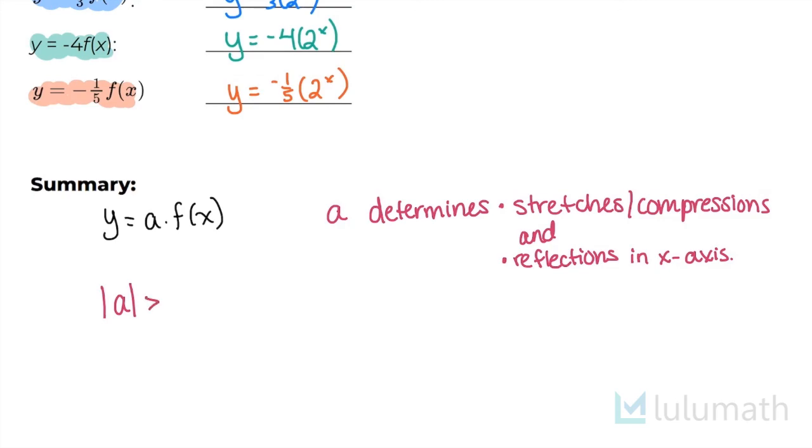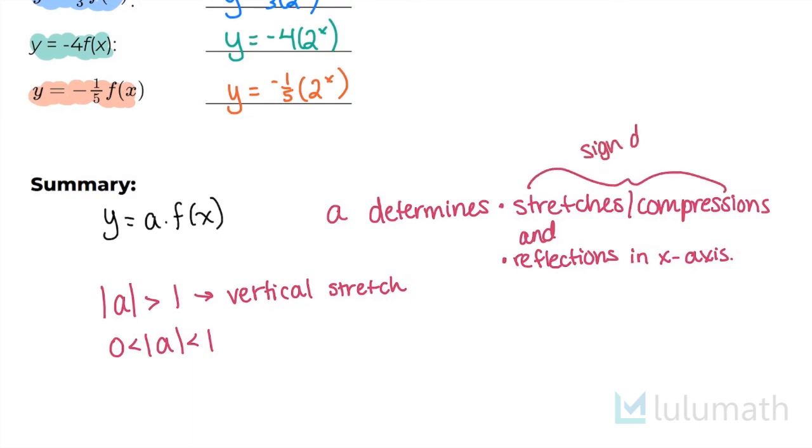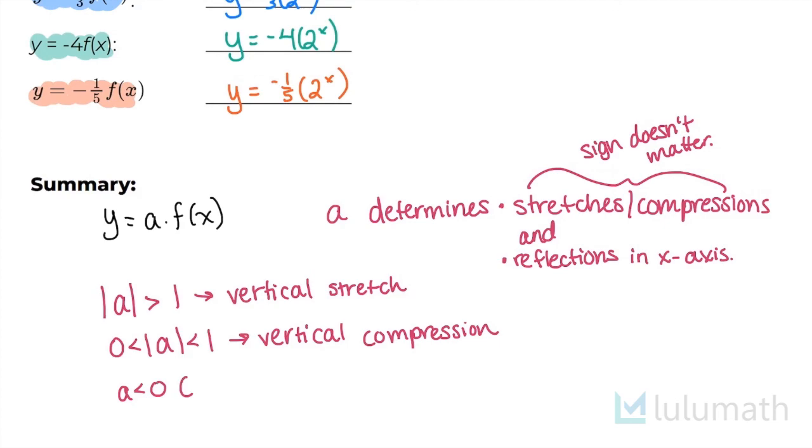And if the absolute value of a is greater than 1, then we have a vertical stretch. And our graph appears to be narrower because it is getting stretched up. If a is between 0 and 1, the absolute value of a, because again, the sign doesn't matter for our stretches and compressions, then we have a vertical compression. And if a is less than 0, or if it's negative, then we have a reflection in the x-axis. Okay, and that's it for this video.